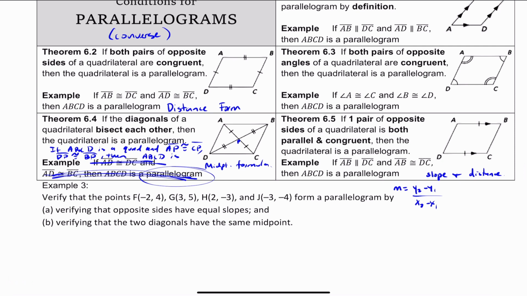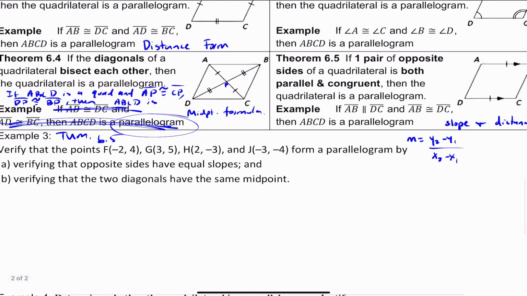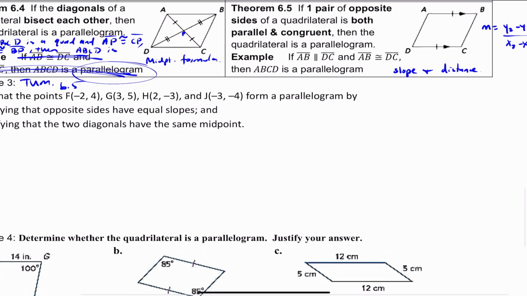So we are using theorem 6.5 to verify whether or not this figure is a parallelogram. So I'm going to go ahead and do a quick sketch on where things are.